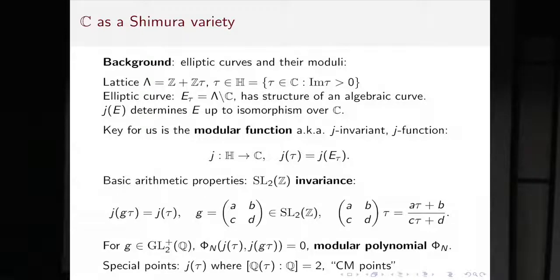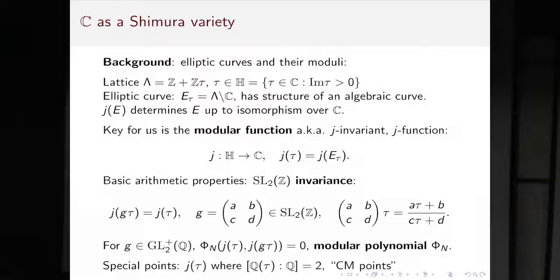So when you have a lattice in the complex numbers, then the complex numbers modulo the lattice is an elliptic curve. And we can always normalize this lattice to be generated by 1 and tau, where tau is in the upper half plane. And in that case, the elliptic curve that you get is determined up to isomorphism over C by its J invariant, which we can use to define a function on the upper half plane, the J function, which sends tau to J of tau. So this is a holomorphic function on the upper half plane.